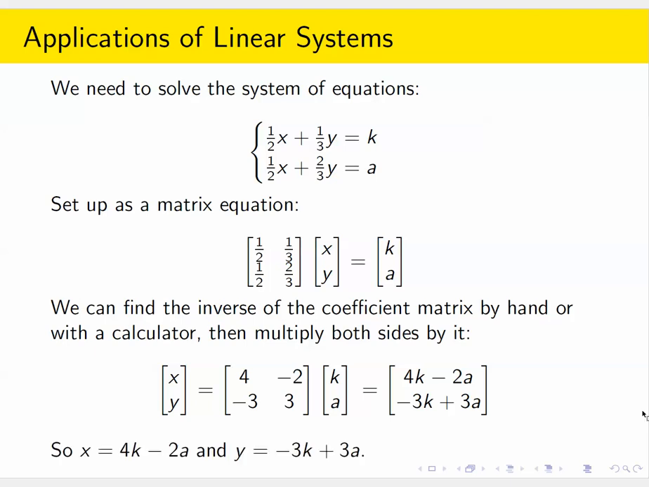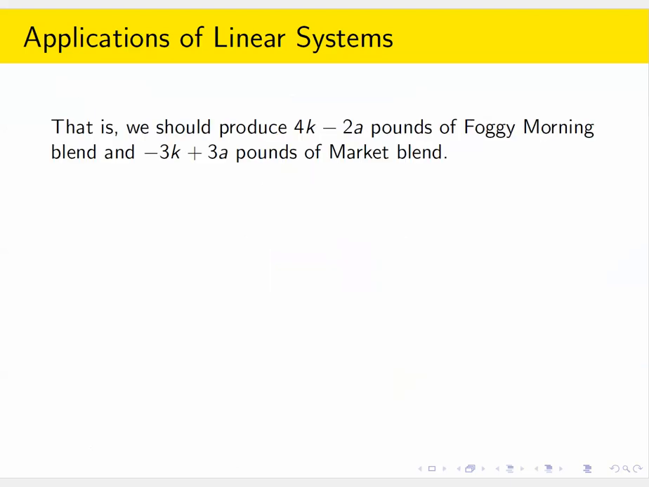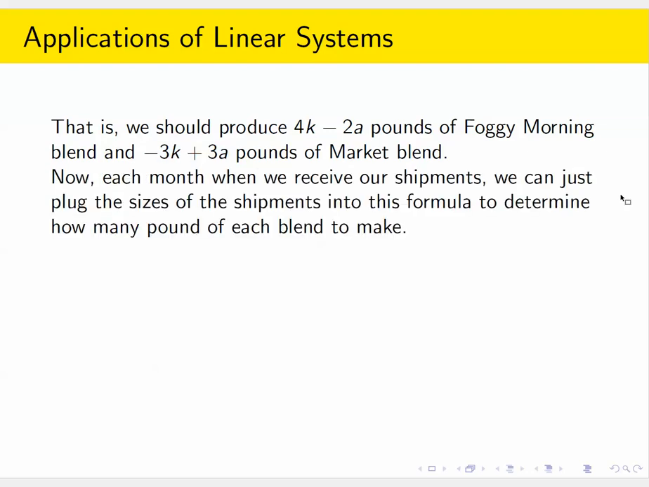But at this point, we're able to write out X and Y in terms of K and A. So we've basically at this point found formulas for X and Y. That is, if we receive K pounds of Kona beans and A pounds of Arabian beans, this formula tells us how many pounds of Foggy Morning we should blend. And this formula tells us how many pounds of Market we should blend. So later on, if we find out how much of each type of bean we receive in our shipments, we'll just be able to plug those numbers into this formula to determine what we should make.